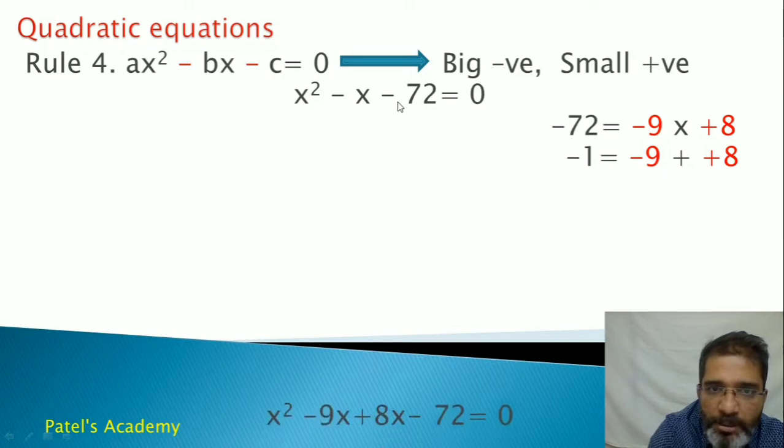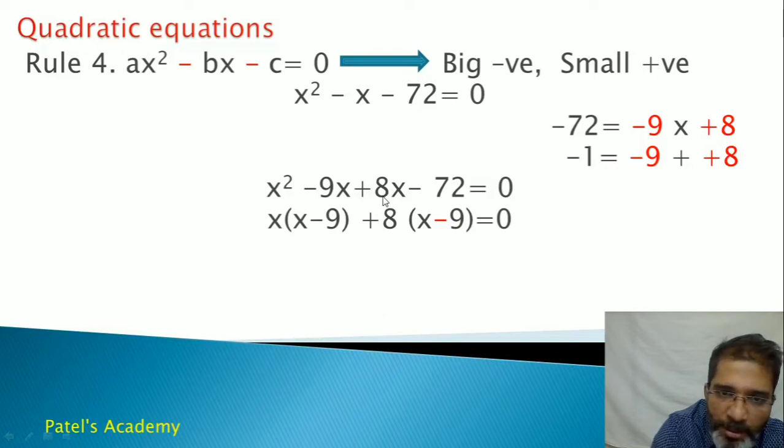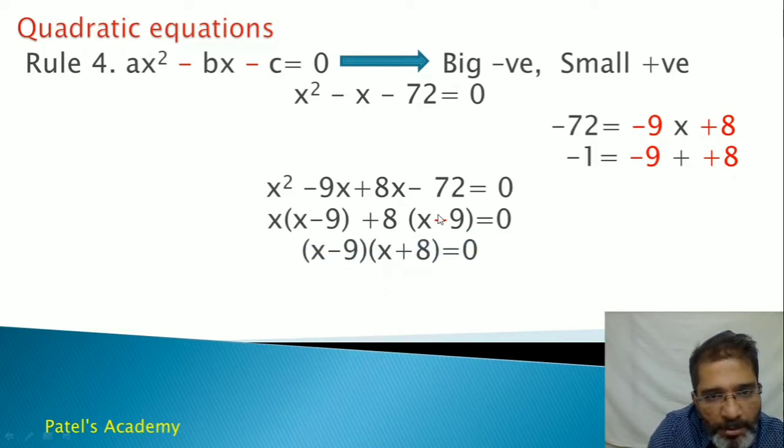So let's split the middle term. Okay, x square minus x minus 72. I'm splitting the middle term minus x as minus 9 and plus 8. After taking common, again I'm taking plus sign common, so the sign of minus will remain the same. Again taking common, x minus 9. In the other bracket we have x plus 8. After shifting we have 9 and minus 8.